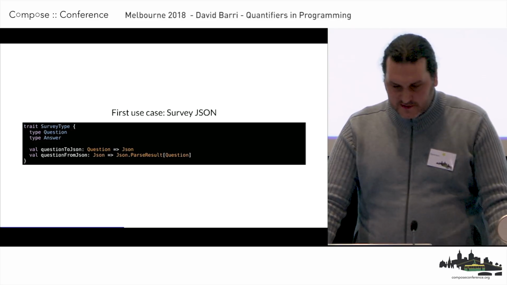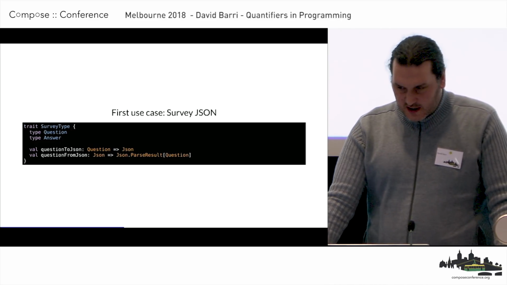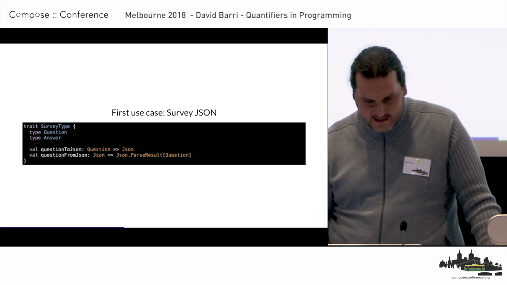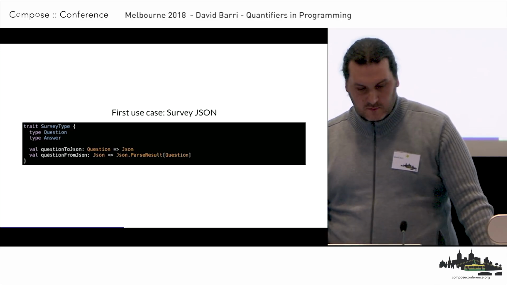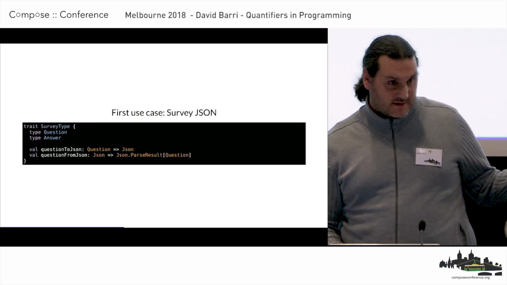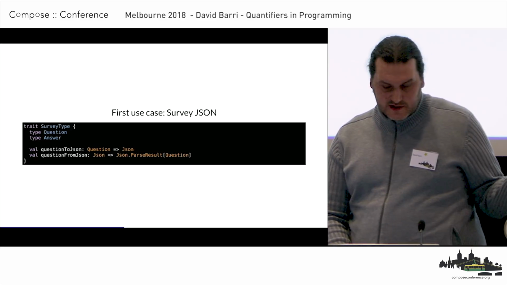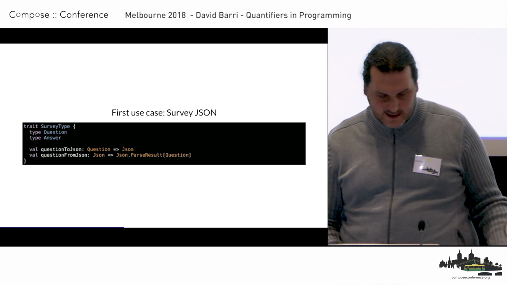Okay, so the first use case. Let's introduce JSON. Right, so we're going to add two functions now. We want to go from a question to JSON. That's always going to pass. And then we're going to want to read some kind of arbitrary JSON and then attempt to read a question back.